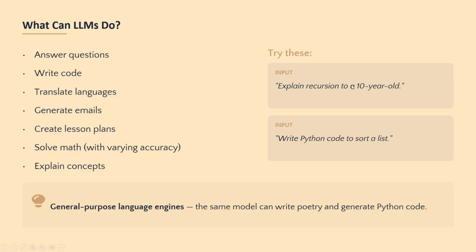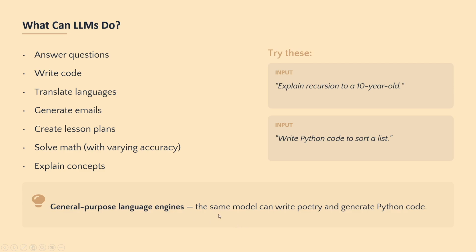Say for example, a prompt can be, explain recursion to a 10-year-old, where, if you look back at the previous prompt components, explain is a directive, and to a 10-year-old is the audience, where the context is described. Another prompt would be, write Python code to sort a list. This is straightforward. So these are some of the examples that can be given to an LLM. So the general purpose LLM, the same model, can write poetry as well as generate Python code. Like the same ChatGPT model can do multiple things at once.